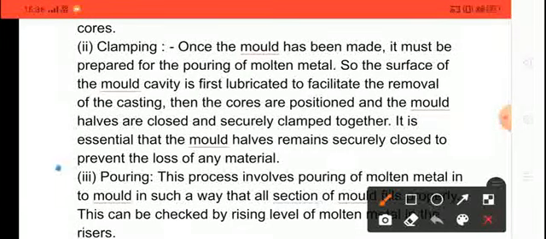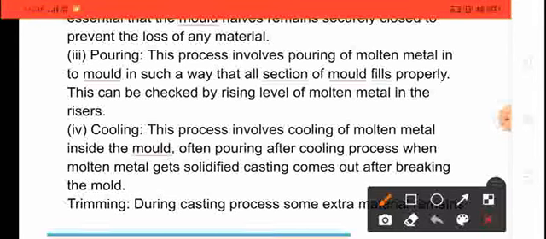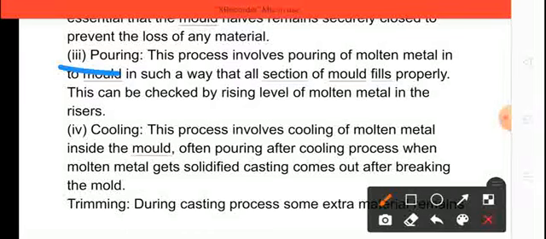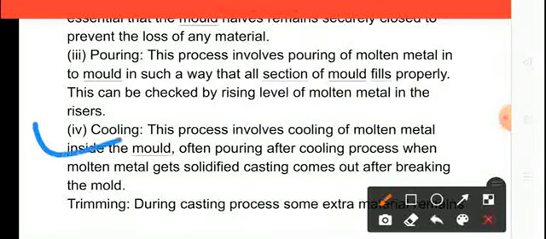Our third step is pouring. This process involves pouring molten metal into a mold in such a way that all sections of the mold fill properly. This can be checked by the rising level of molten metal in the riser. The fourth and most important step is cooling.